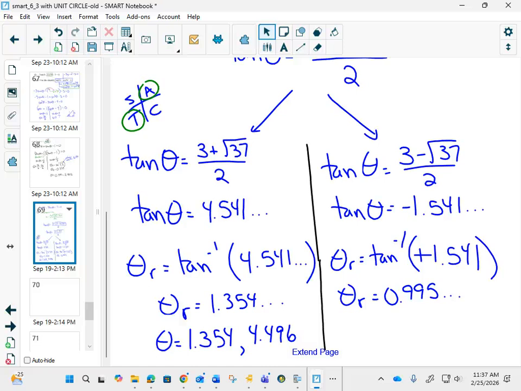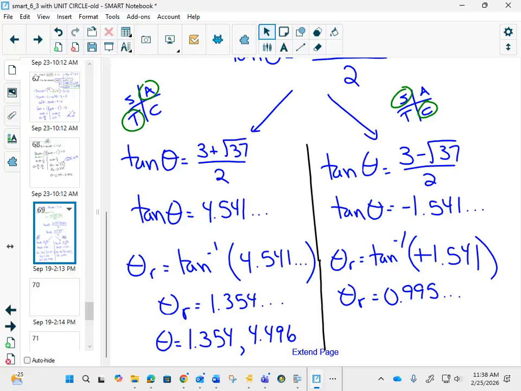So, according to my CAST rule here, I would be looking in quadrants 2 and 4 because tan was negative. So, in quadrant 2, does it make sense that you would go all the way around to pi and minus your reference angle? In quadrant 4, you'd go all the way around to 2 pi and minus your reference angle.